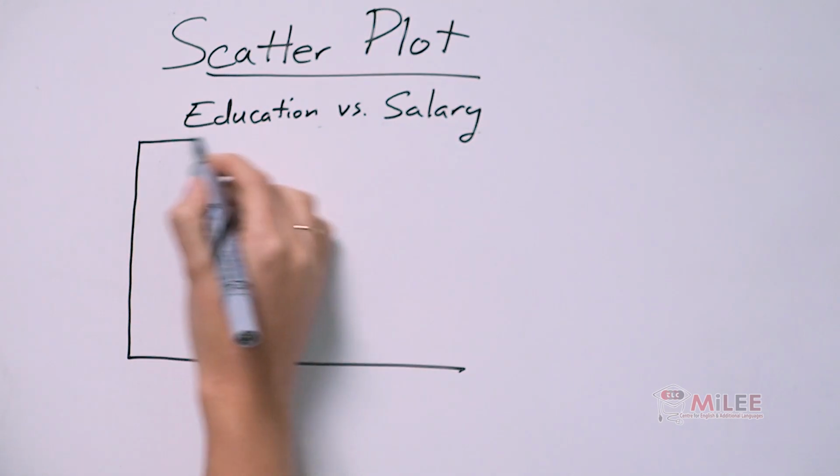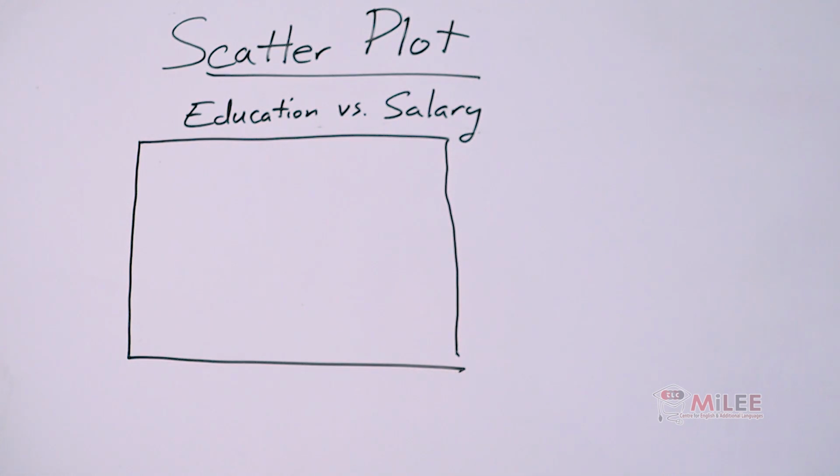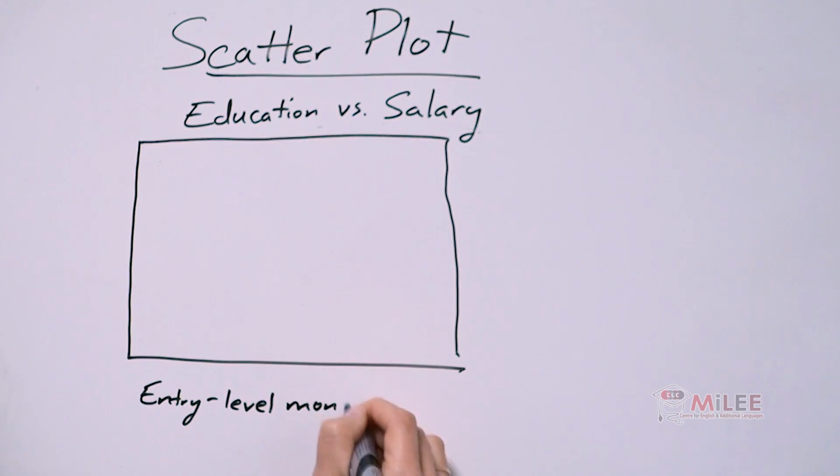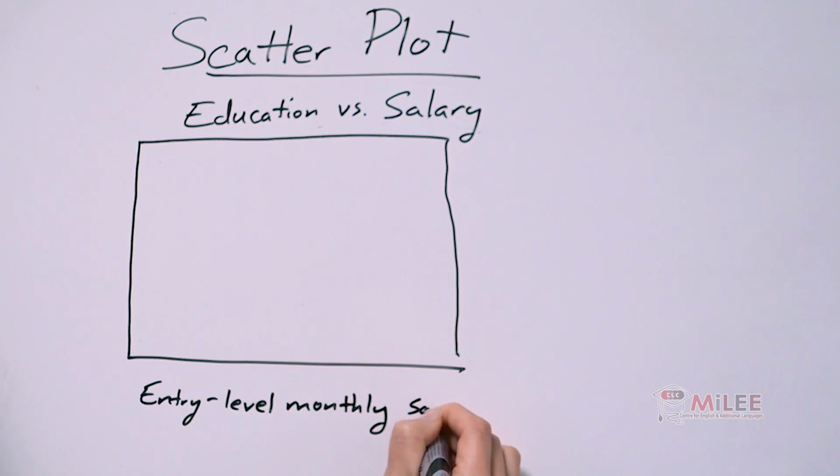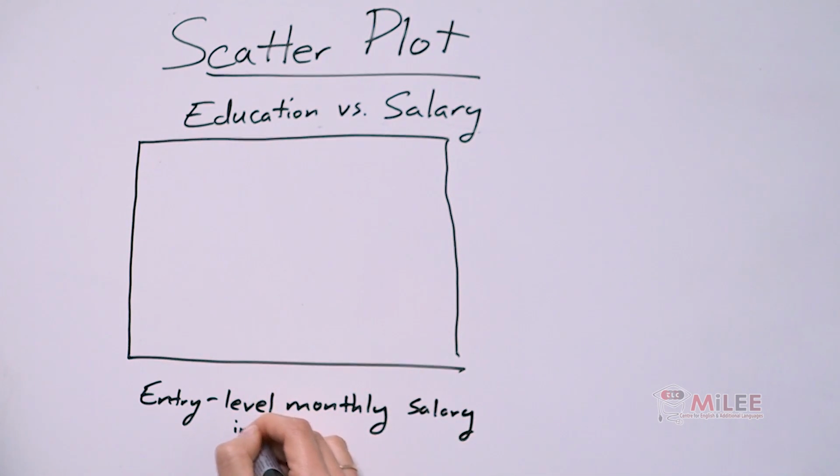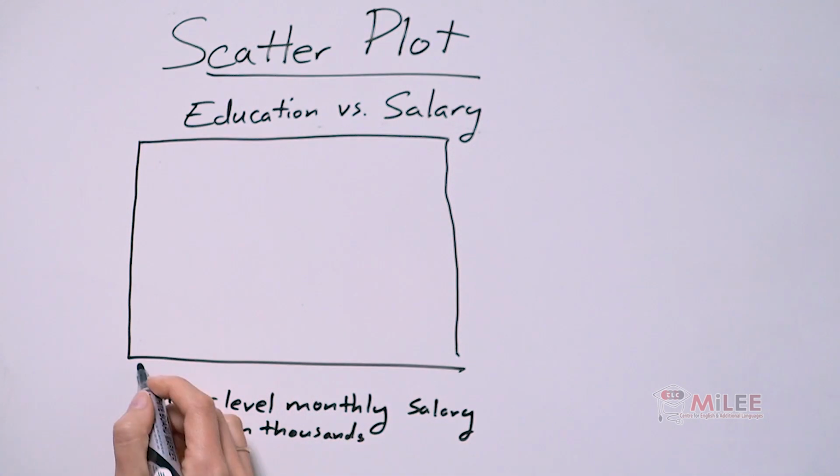For example, if you want to know whether the number of years of education a person has is related to their monthly salary at their first job, then you could use a scatterplot. The monthly salary would be put on the x-axis, and the years of education would be put on the y-axis. Then you would plot your data.